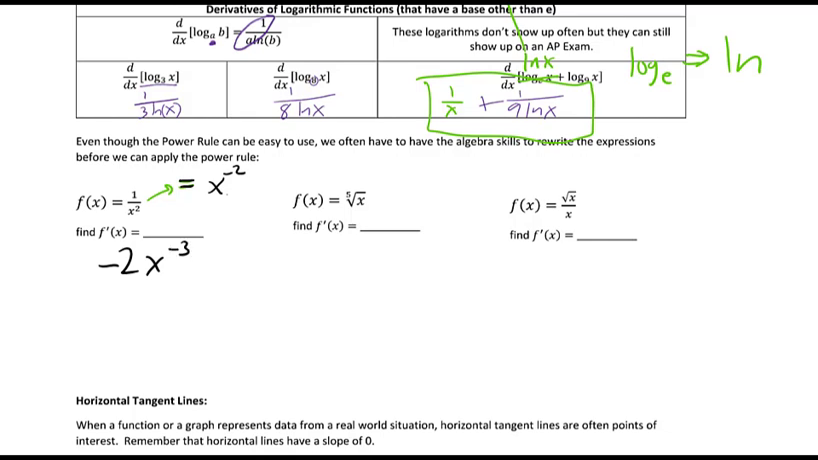One thing you do need to be careful about, though, is negative exponents are almost always considered unsimplified, so you would need to bring this stuff back down to make it be positive. Okay, so power rule wasn't ready to go, but rewriting it with an exponent rule, it was.